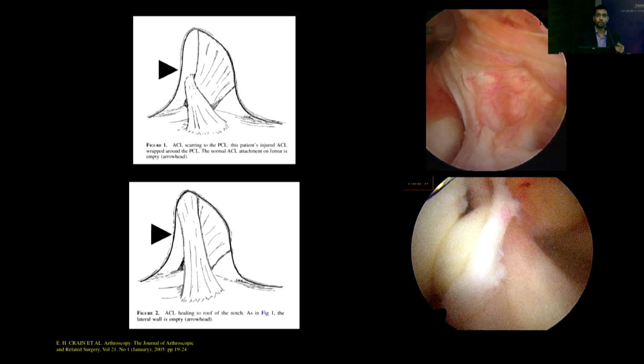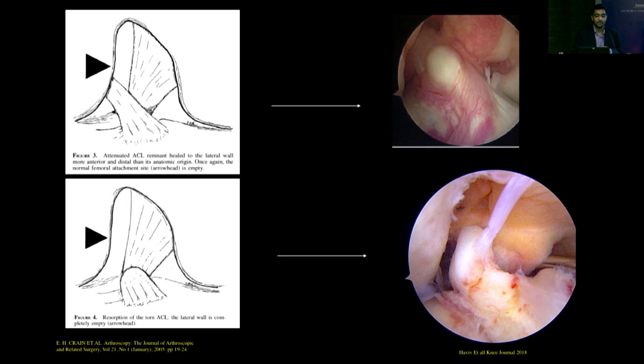Group 1 was where the scarring tissue of the ACL stuck to the PCL, which is seen in the picture next to the diagram. Group 2 is where the scar tissue is on the roof of the notch, similar to how it was in our first case. Group 3 is where it is malunited or fibrosed to the medial aspect of the lateral femoral condyle. And type 4 is what you see in a chronic injury, which is just a resorbed ACL stump.